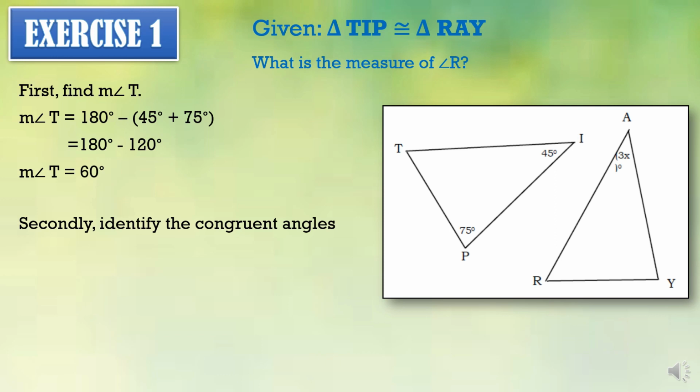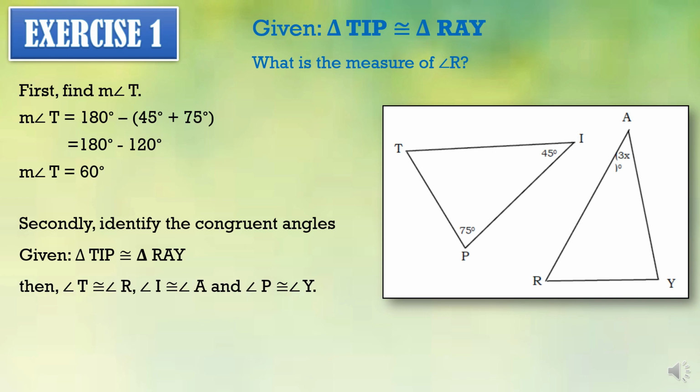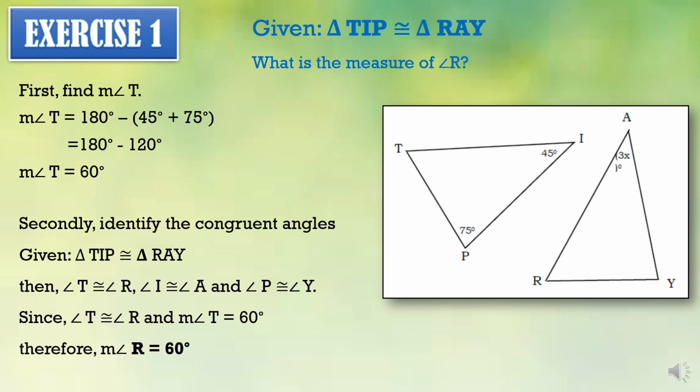Secondly, identify the congruent angles. Still on the given that triangle TIP is congruent with triangle RAY, then angle T is congruent with angle R, angle I is congruent with angle A, and angle P is congruent with angle Y. Since angle T is congruent with angle R, and the measure of angle T equals 60 degrees, therefore, the measure of angle R is also 60 degrees.